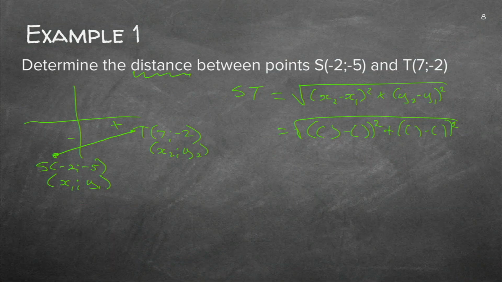So let's go and check. x2 was 7. x1 minus 2. y2 was minus 2. y1 was minus 5. Now, rather don't skip steps. Make sure that you've got 7 plus 2 is 9 squared. Minus 2 plus 5. Remember, that becomes plus 5 minus 2 is 3 squared. And that gives me 81 plus 9, which gives me 90.